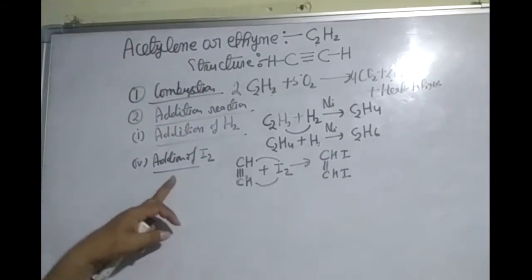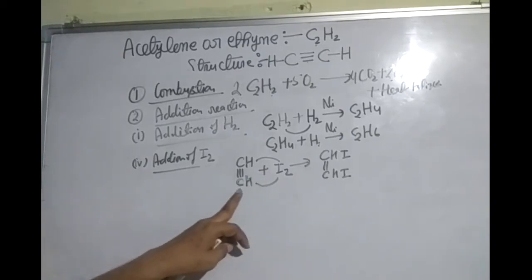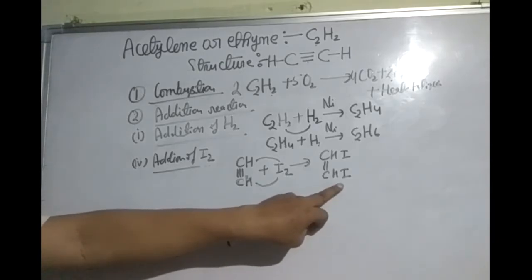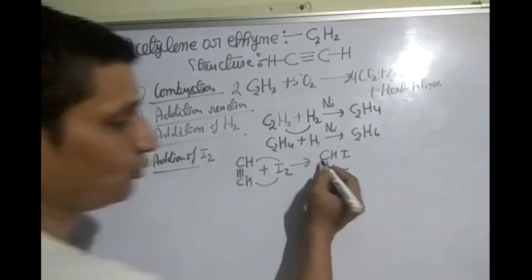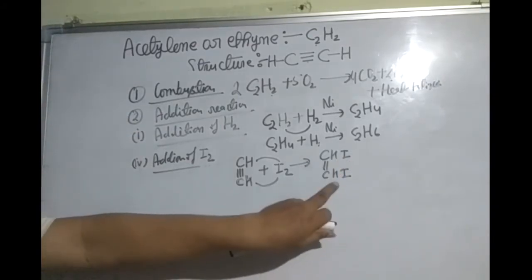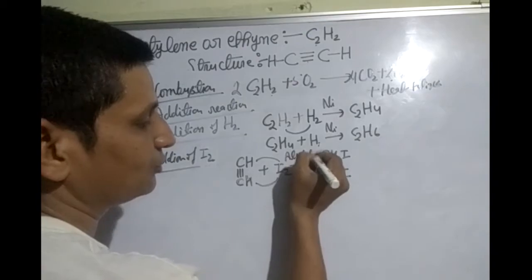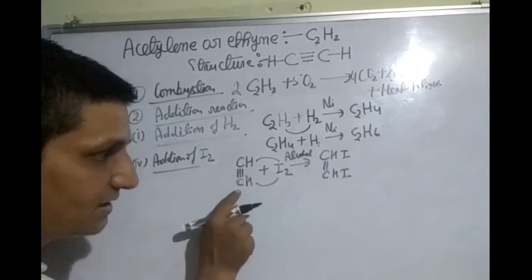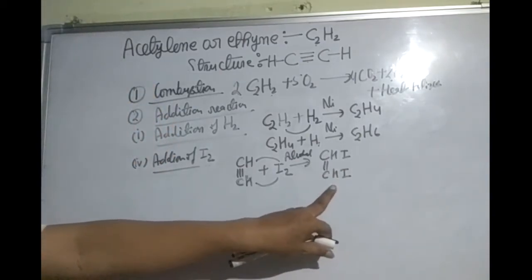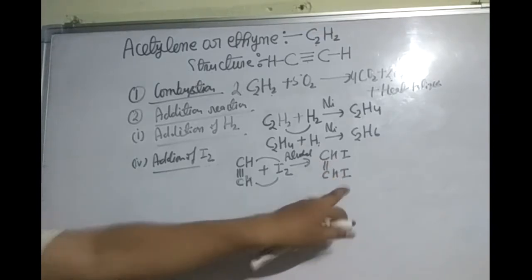Addition of iodine. Iodine reacts slowly with ethyne in the presence of alcohol to form 1,2 diiodoethane. This reaction takes place in the presence of alcohol. Listen to me again. Iodine reacts with acetylene in the presence of alcohol to form acetylene diiodide, or we can say 1,2 diiodoethene, with a double bond. So we can say ethene.